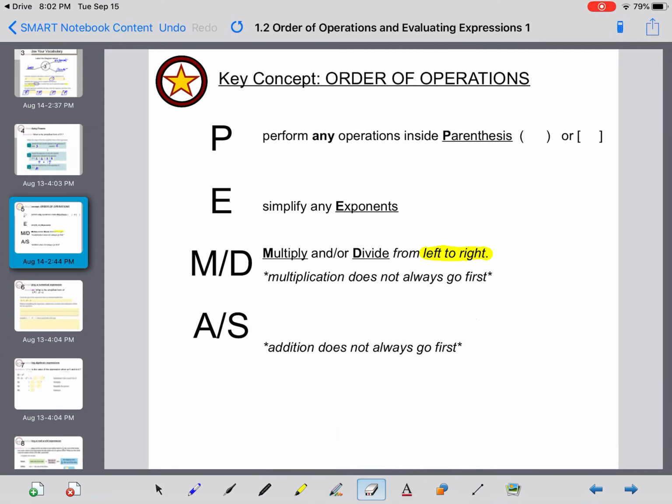The same rule applies for your last step, AS. Add or subtract, again, from left to right. Very important.